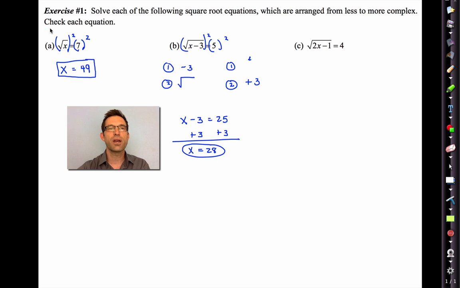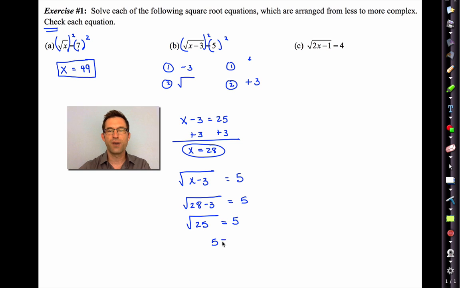Notice it says check each equation, because you can. Literally, we can make sure that this is a solution to this equation by making sure that it makes it true. If I put that 28 in, I'll first do 28 minus 3, which is 25. The square root of 25 equals 5. Yes. Keep in mind that these are all positive square roots because there is no negative sitting in front of the square root sign. Take a look at letter C.